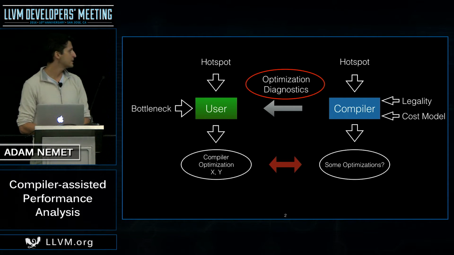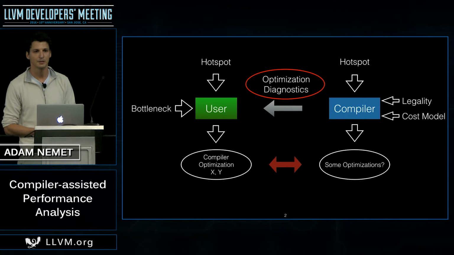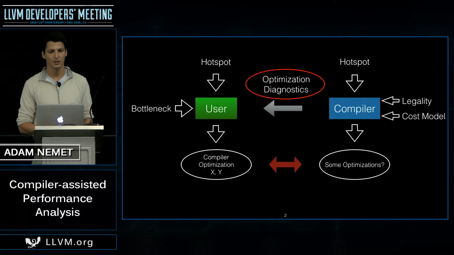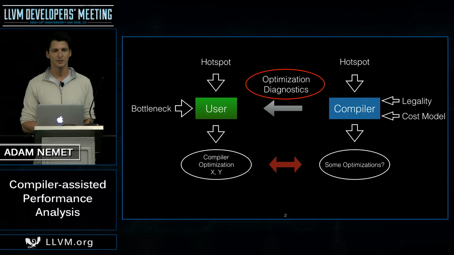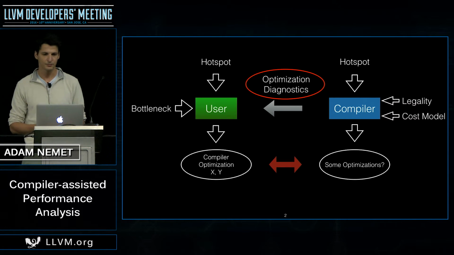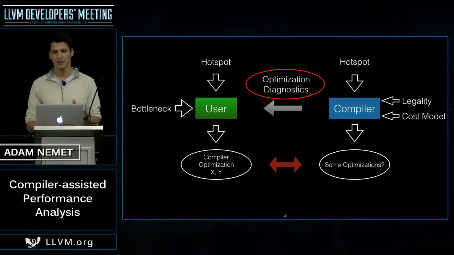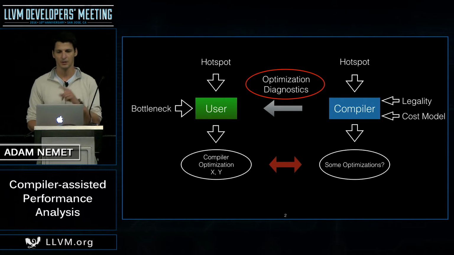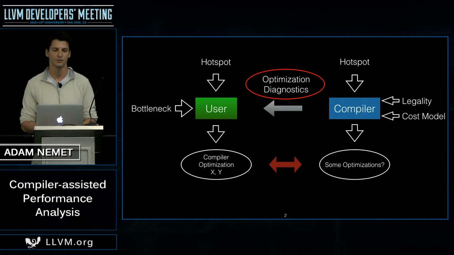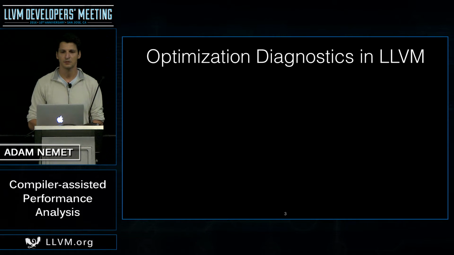The right answer is to use optimization diagnostics. Optimization diagnostics tell you which optimizations happened, which didn't, and why not. So as we can see, optimization diagnostics play a pretty critical role in this loop back from the compiler to the user. So let's review their state in LLVM.